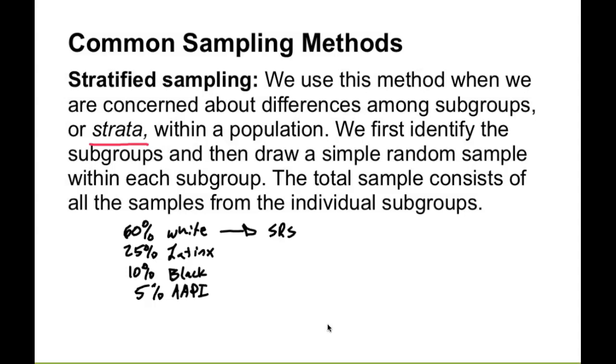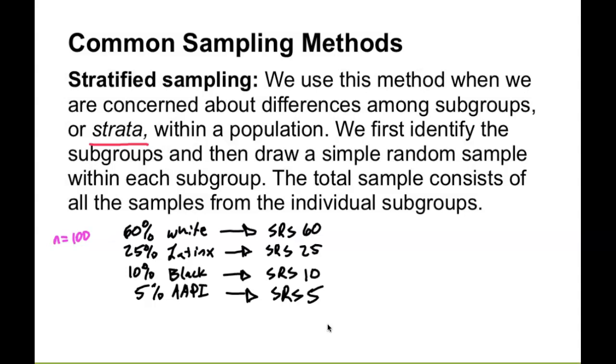So let's say you wanted a sample of size, usually we denote sample size with lowercase n. You wanted a sample of size n equals 100. You would take a simple random sample of 60 white people, a simple random sample of 25 Latinx people, a simple random sample of 10 black people, and then a simple random sample of 5 American, Asian, or Pacific Islander people, and then you combine those, and that makes up your sample of 100.